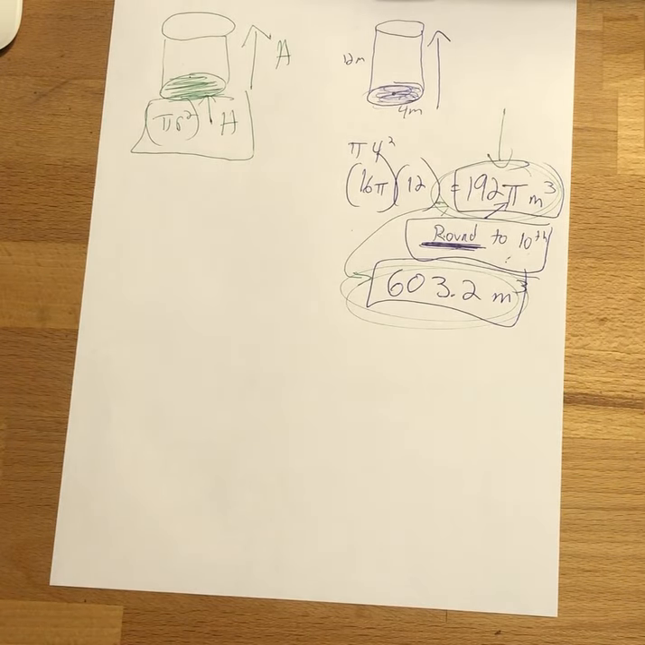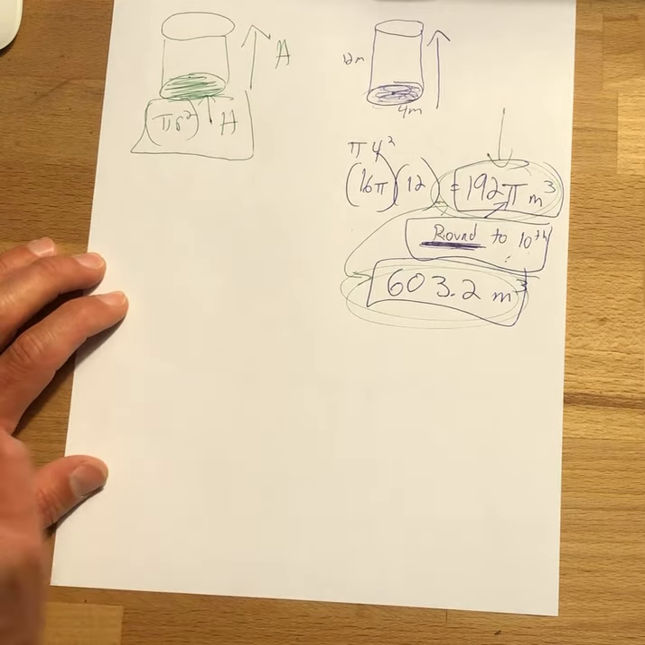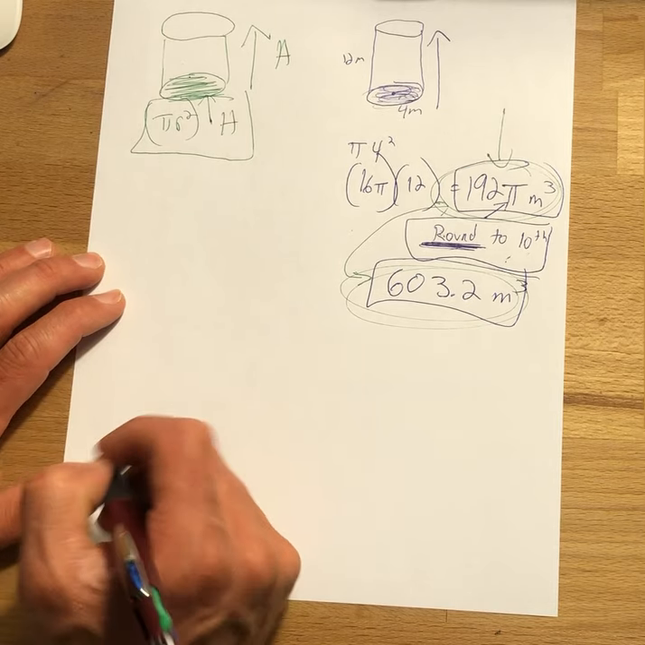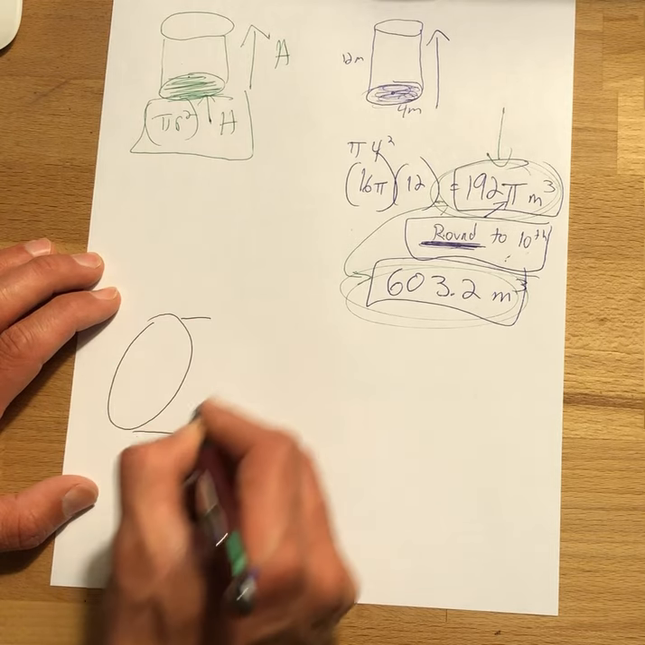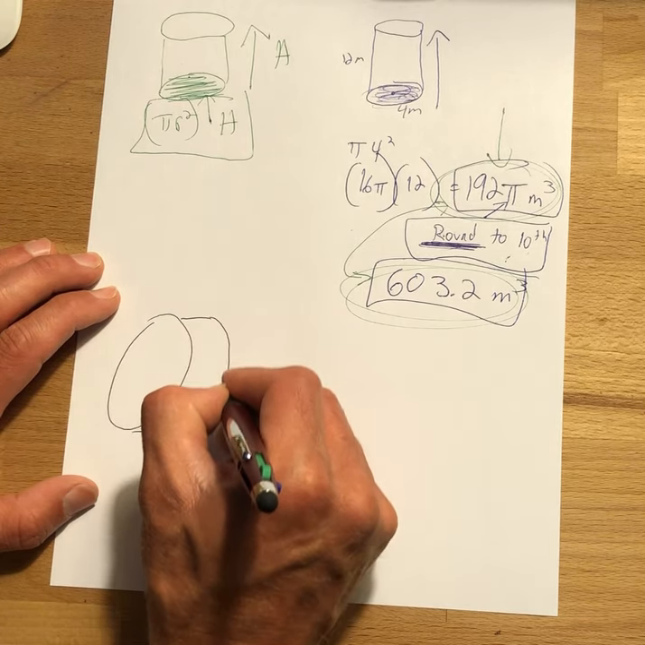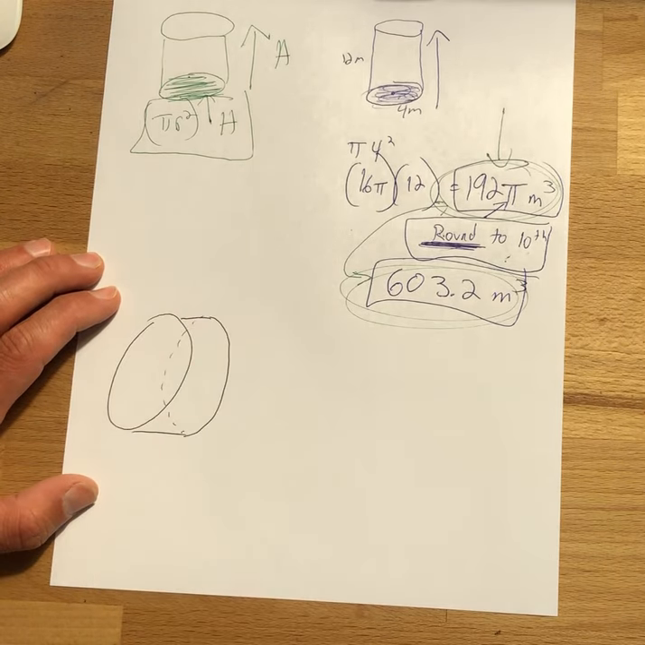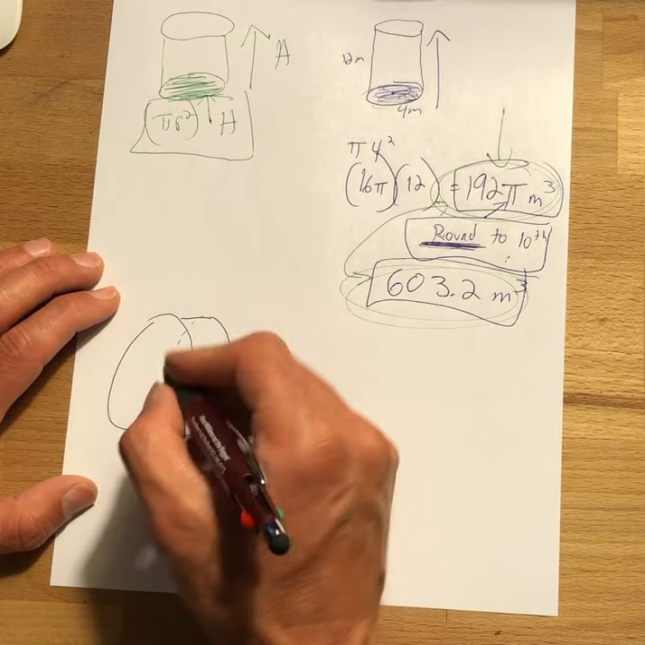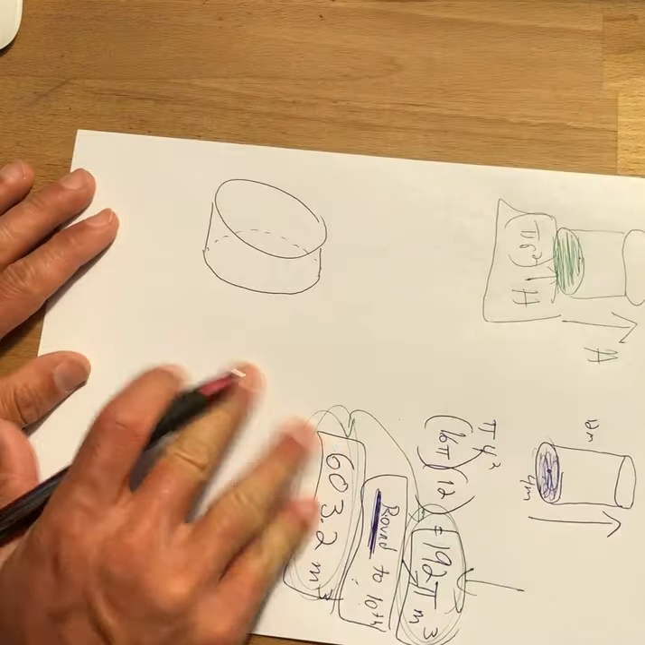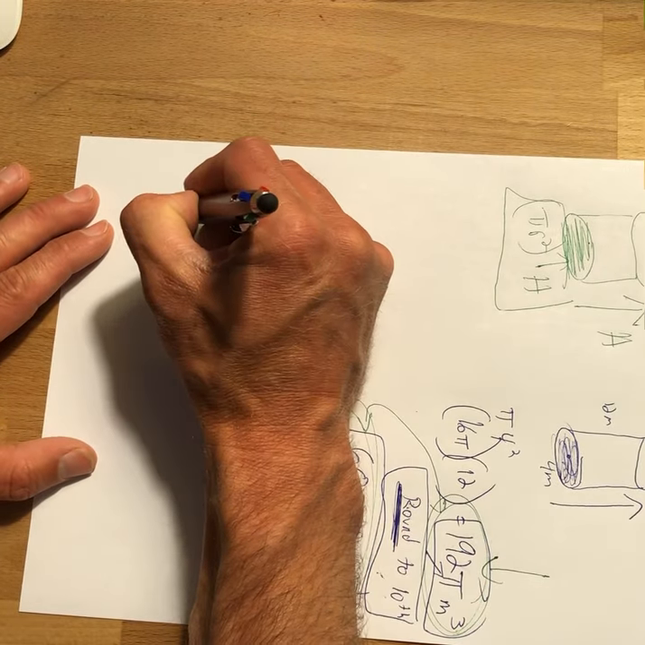Okay, let's try the last one, number 16. Pause the video and see if you can do it. All right, it's kind of a strange looking one, but nevertheless, it's just another cylinder. What I'm going to do is, first off, turn this upside down, so that it looks a lot easier to do.